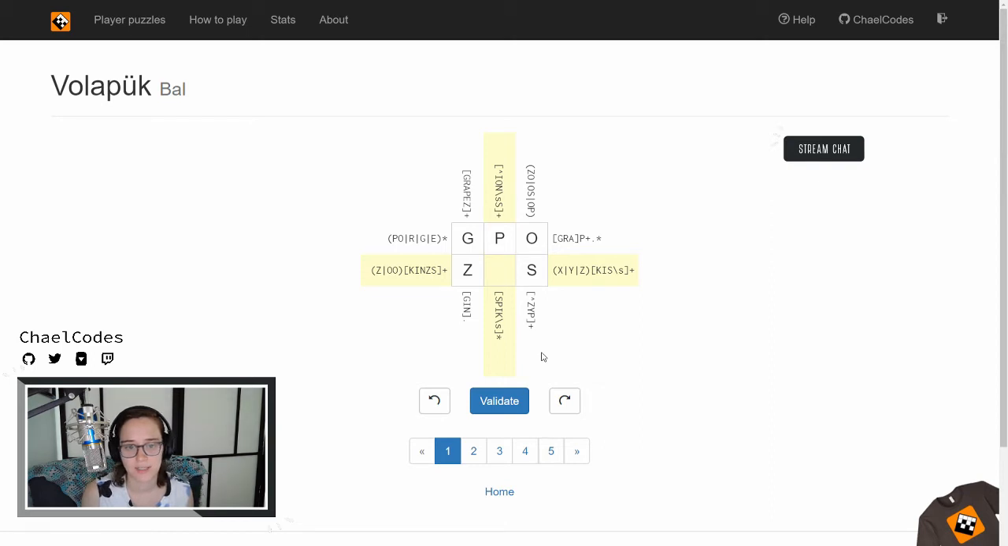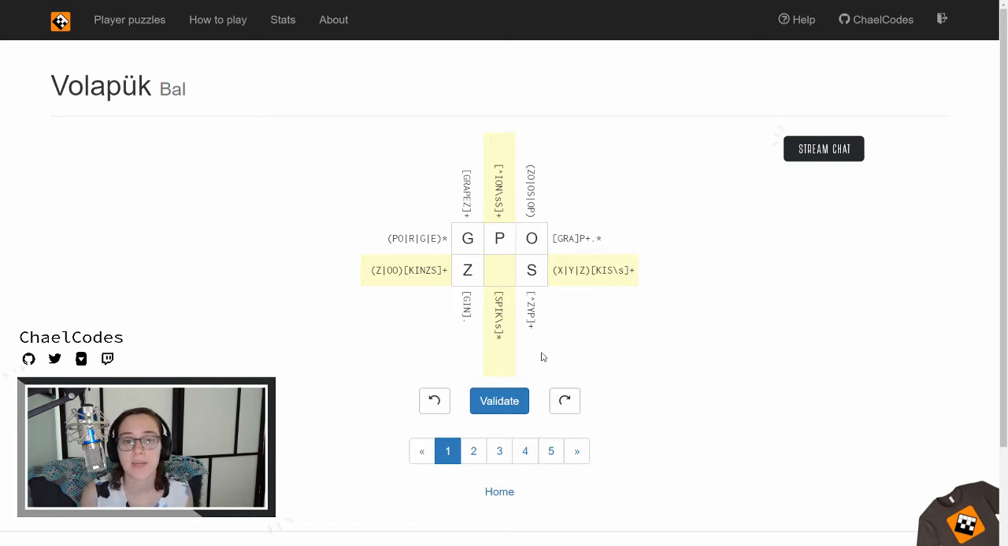Let's see. So this one is going to be... So my left regex pattern has K, I, N, Z, and S. And my right regex pattern has K, I, S, and then a space. So I know that it has to be K, I, or S because that's in both character sets. If I look at my bottom character set, I also have that K, I, and S. And the other characters don't match, so they don't get included.